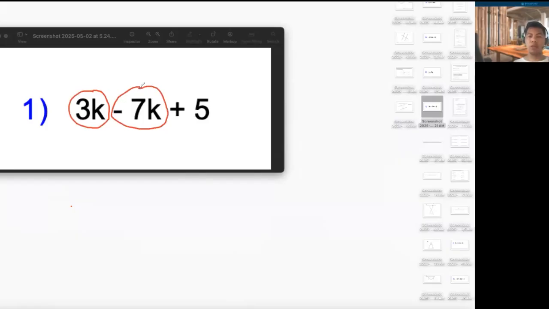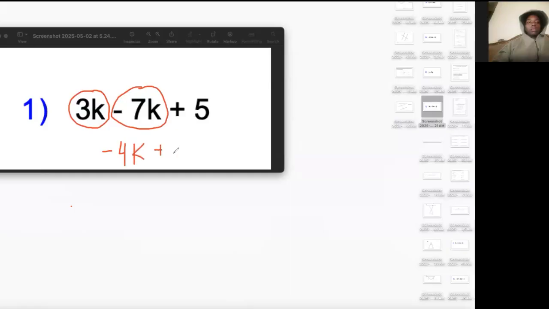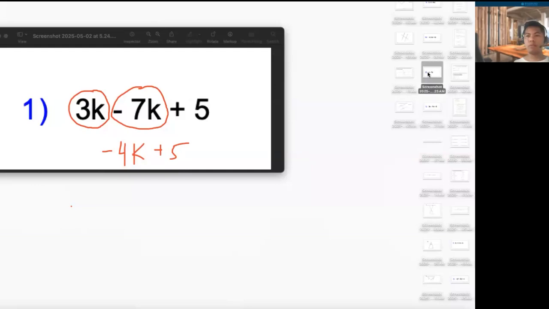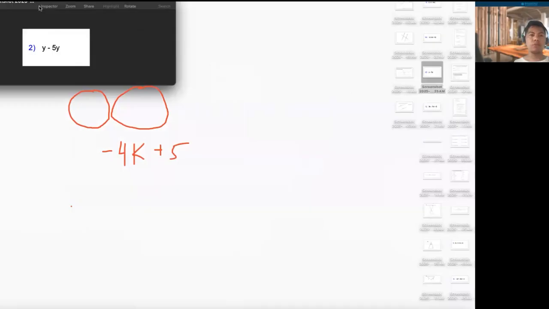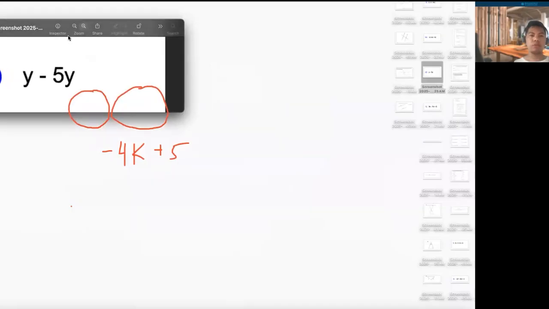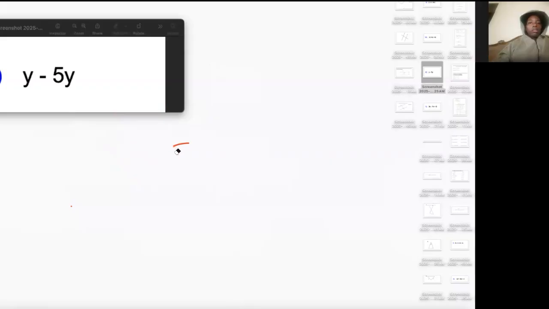So we can combine them, right? That is minus 4K plus 5. So let's have this one. What's the answer for this one? Negative 4y. Yeah, negative 4y. You got that. Madison, you understand that, right? Okay.